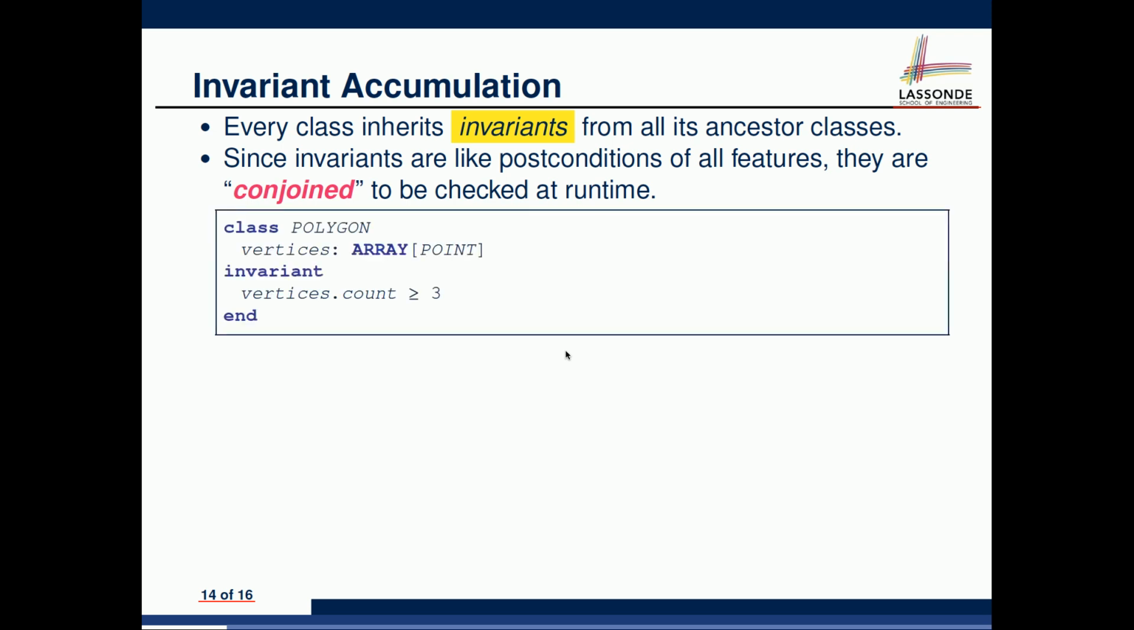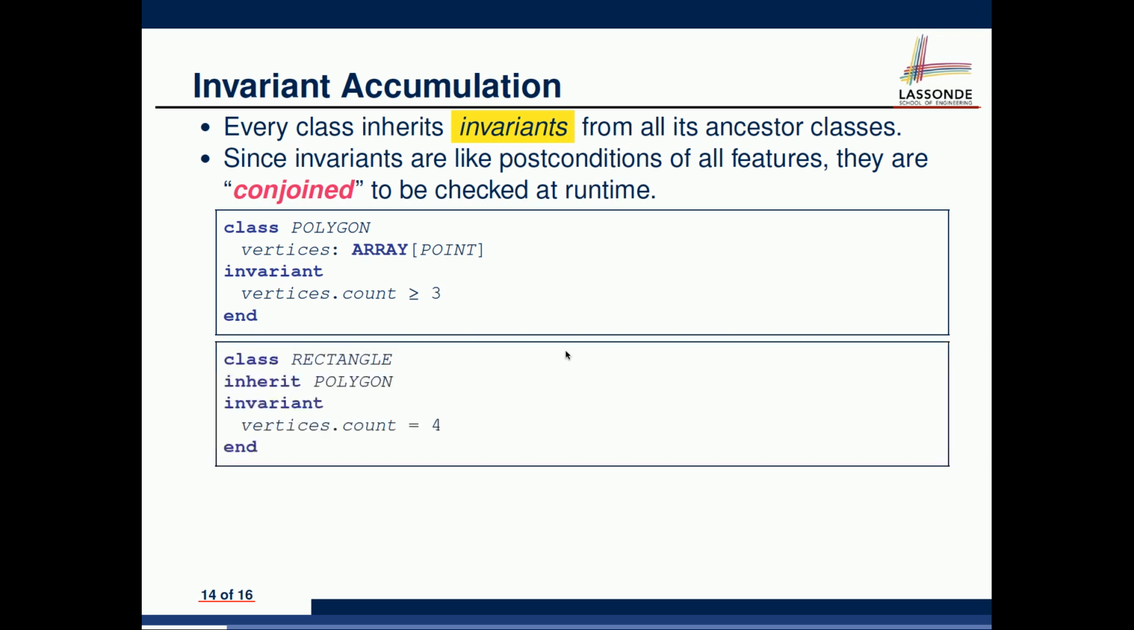Let's say this example here. We have a class called polygon, and then an array of points being the vertices. The invariant is simply that a polygon should have at least 3 points, right? Otherwise it's a line or a single point. Let's say we have a rectangle that inherits from polygon. Now we can have a more specialized invariant, where vertices.count equals 4.